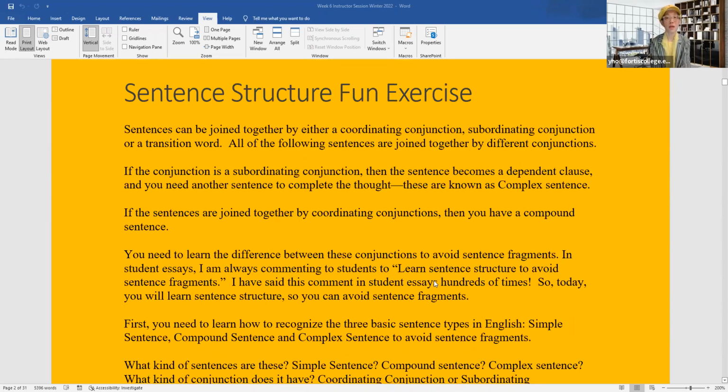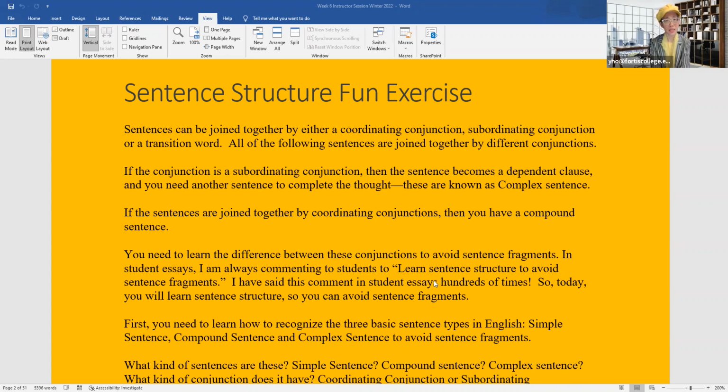Sentences can be joined together by either a coordinating conjunction, subordinating conjunction, or a transition word. All of the following sentences are joined together by different conjunctions. If the conjunction is a subordinating conjunction, then the sentence becomes a dependent clause and you need another sentence to complete the thought. These are known as complex sentences. If the sentences are joined by coordinating conjunctions, then you have a compound sentence. You need to learn the difference between a subordinating and a coordinating conjunction, as well as to know different sentence structures in order to avoid sentence fragments.